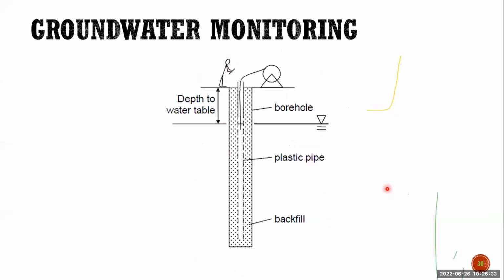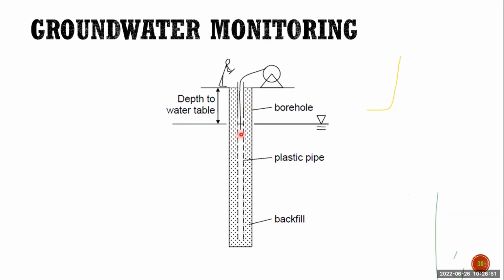Then after all these things, we have to determine the groundwater level on the site. With the help of a water level indicator, which we call a dip meter, there will be a sensor in the tip. When it touches the water, it will give a beep sound.